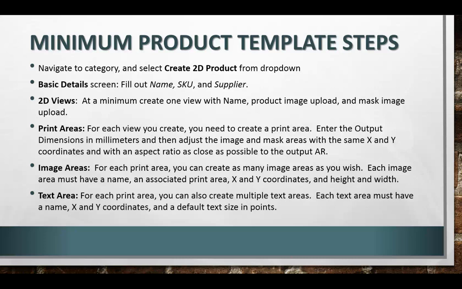AR. For each print area, you can create as many image areas as you wish. Each image area must have a name, an associated print area, X and Y coordinates, and height and width. And then for the text area, you can have multiple text areas for each print area. Each text area must have a name, X and Y coordinates, and a default text size in points. And that's the minimum you have to complete.